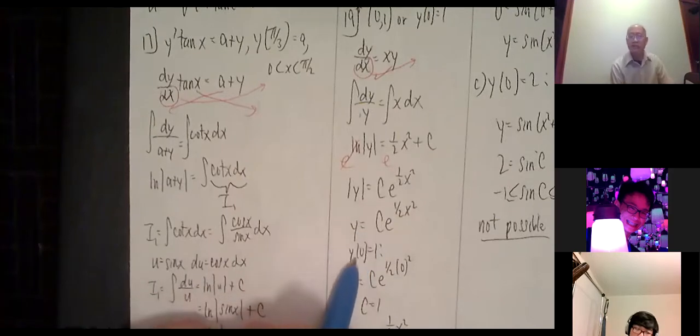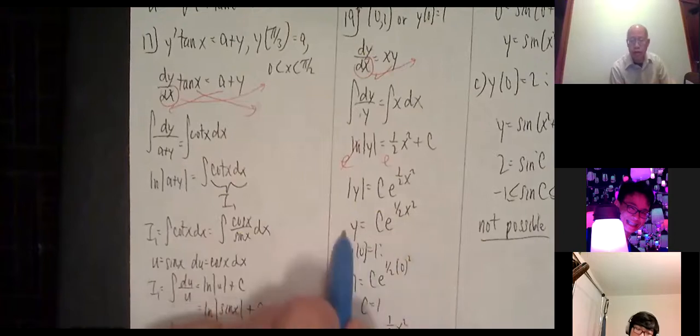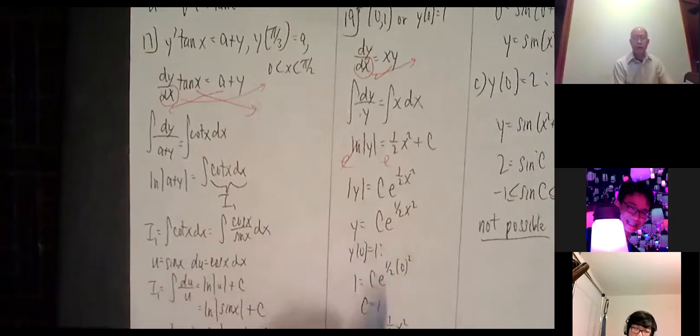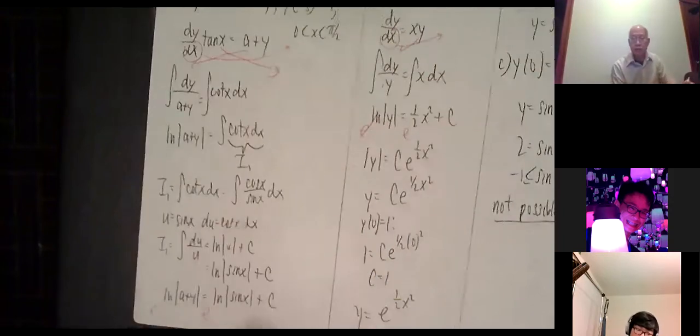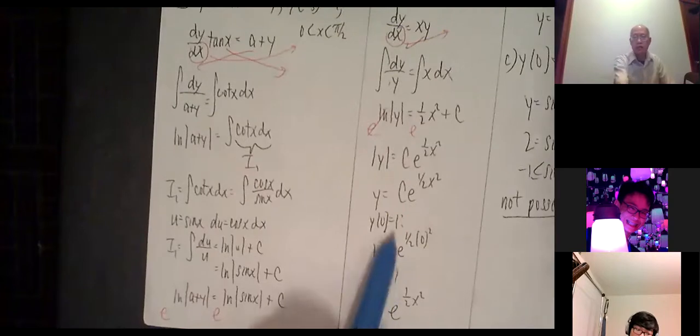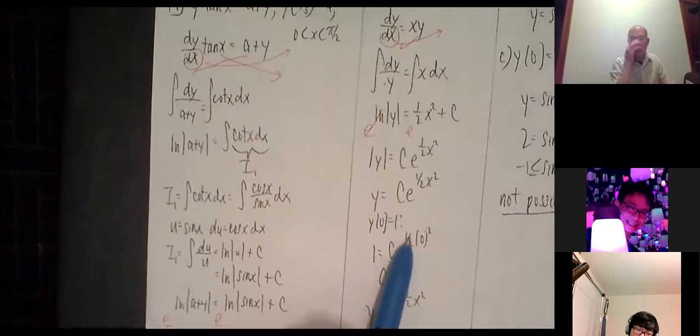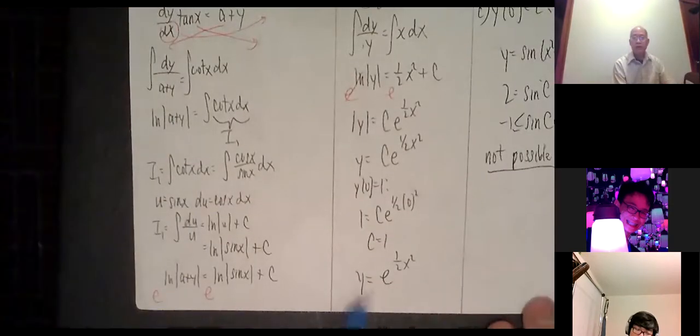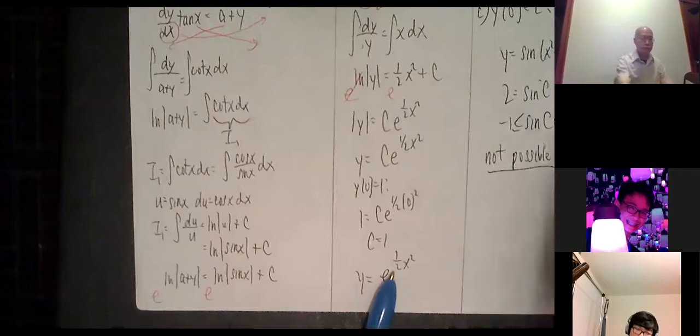Okay, then to find the value of c, I plug in 0, 1. Y of 0 is 1. Okay, x is 0, y is 1. Put a 0 right there and a 1 right there. If you forget which one is which, kind of cover it up and it says y equals 1. So y is 1, that means that's x. So 1 equals c e to the 1/2 0 squared. That's e to the 0 or 1. So that means c is 1. So we have it. Y equals e to the 1/2 x squared.